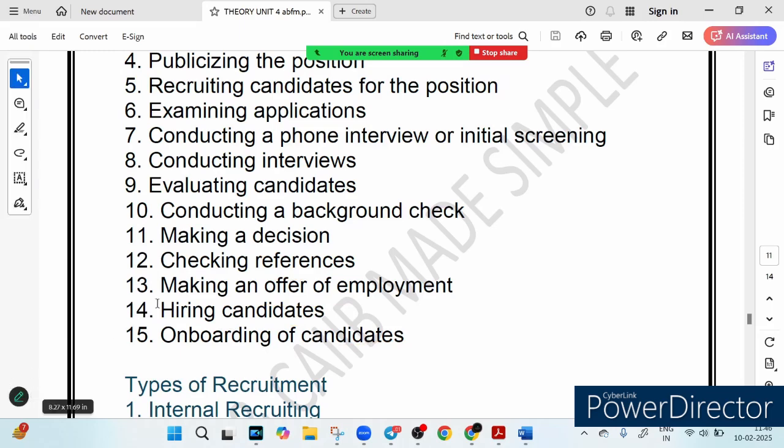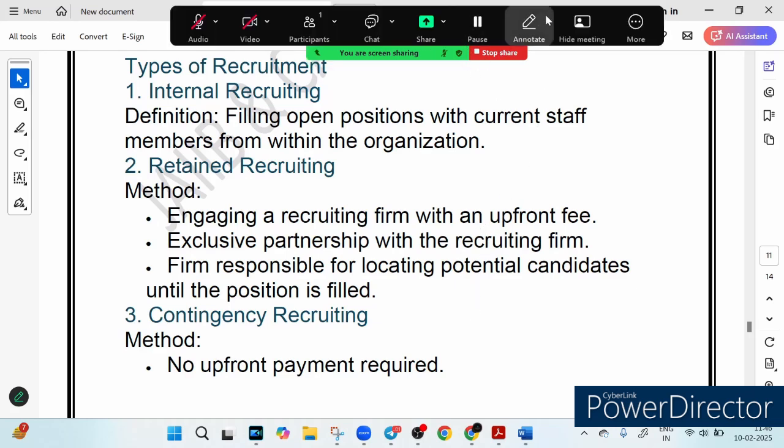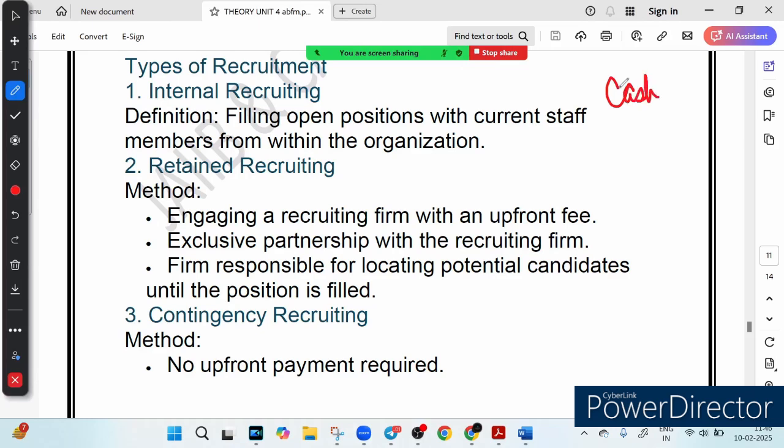Now, there are different types of recruitment. The first is called internal recruiting. It means what? Imagine promoting a cashier to a store manager position within the same retail chain. So earlier a person was a cashier. Now he has been promoted to manager within the same retail chain. That is called internal recruiting. It is all about filling job vacancies from within the organization itself. The benefit: employees already know the company culture and process, saving training time.